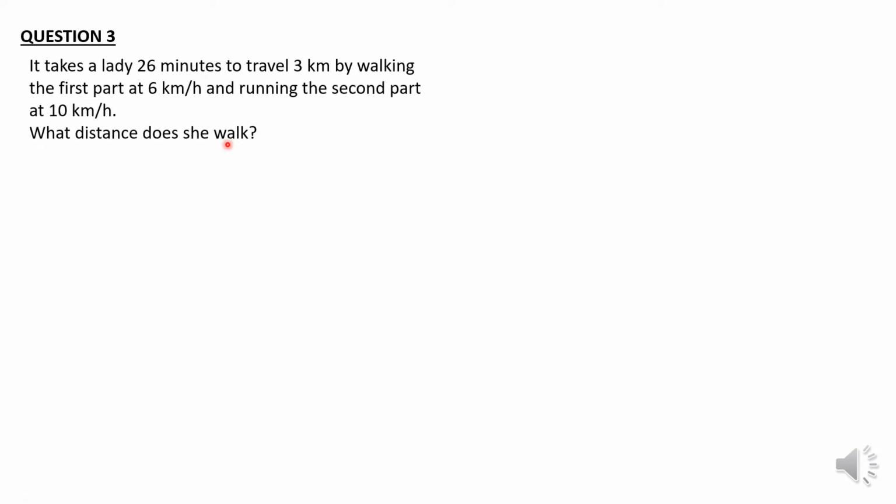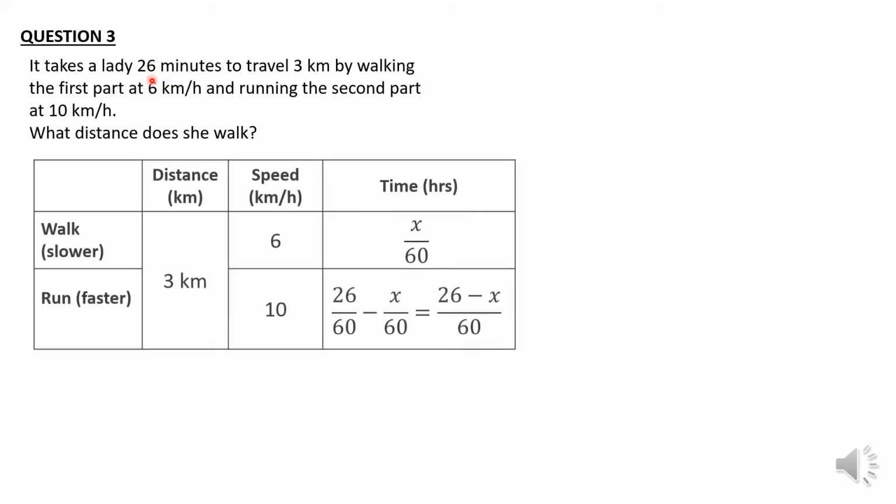Question 3. It takes a lady 26 minutes to travel 3 kilometers by walking the first part at 6 kilometers per hour, and running the second part at 10 kilometers per hour. What distance does she walk? Now you see here, the time is 26 minutes, so it's best we change that to hours.